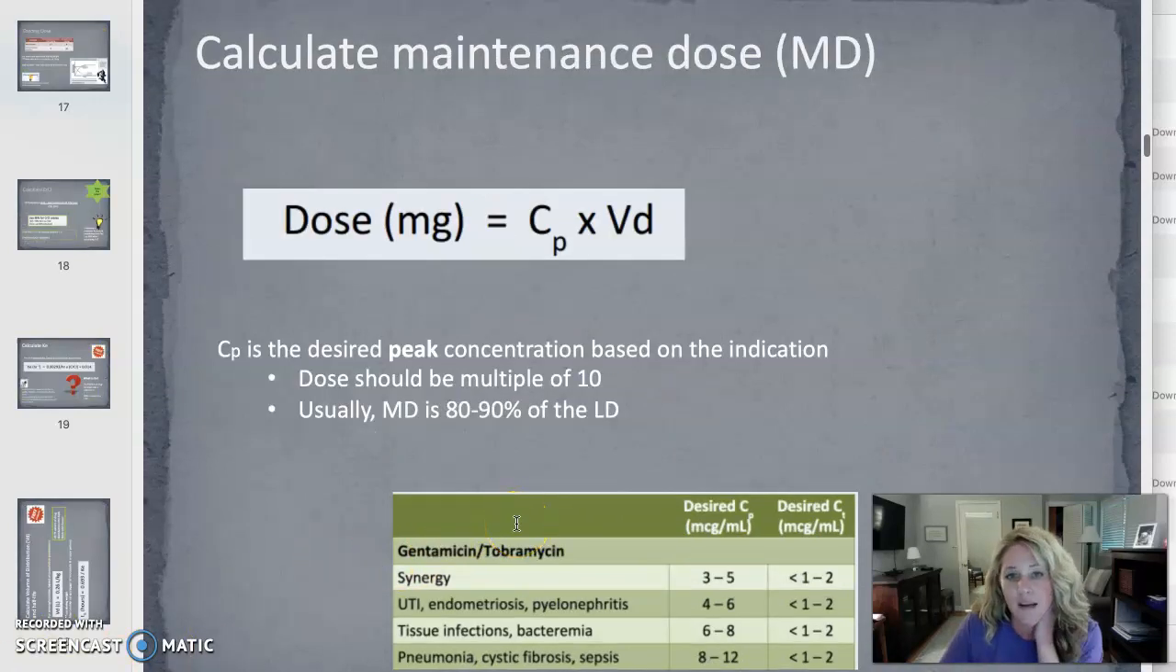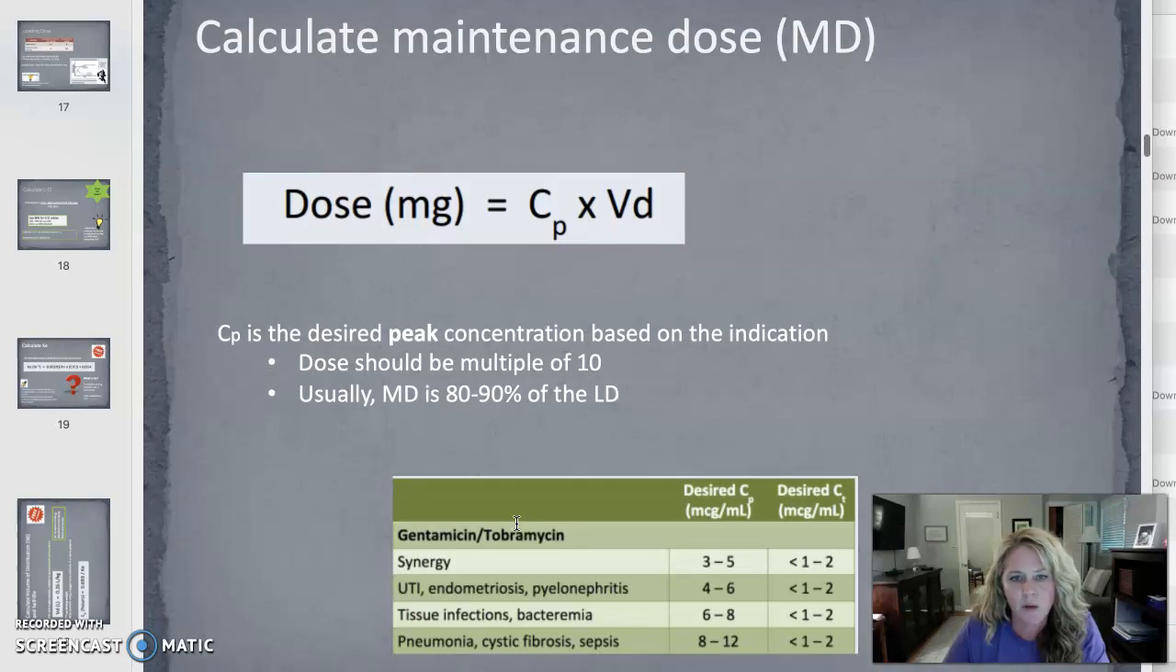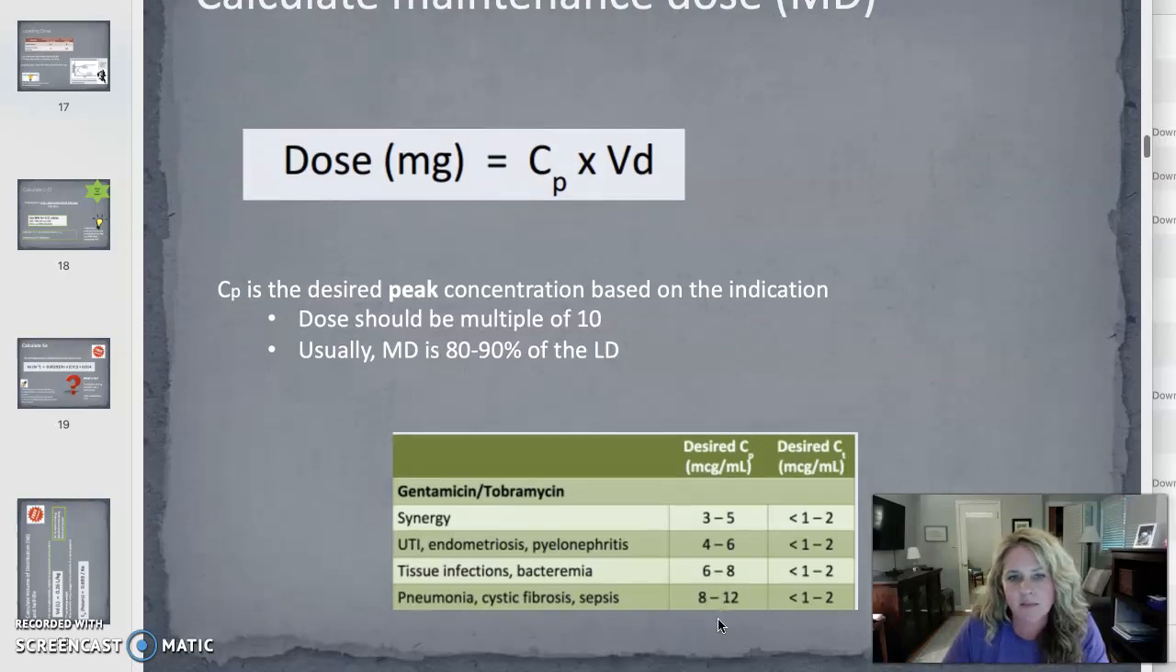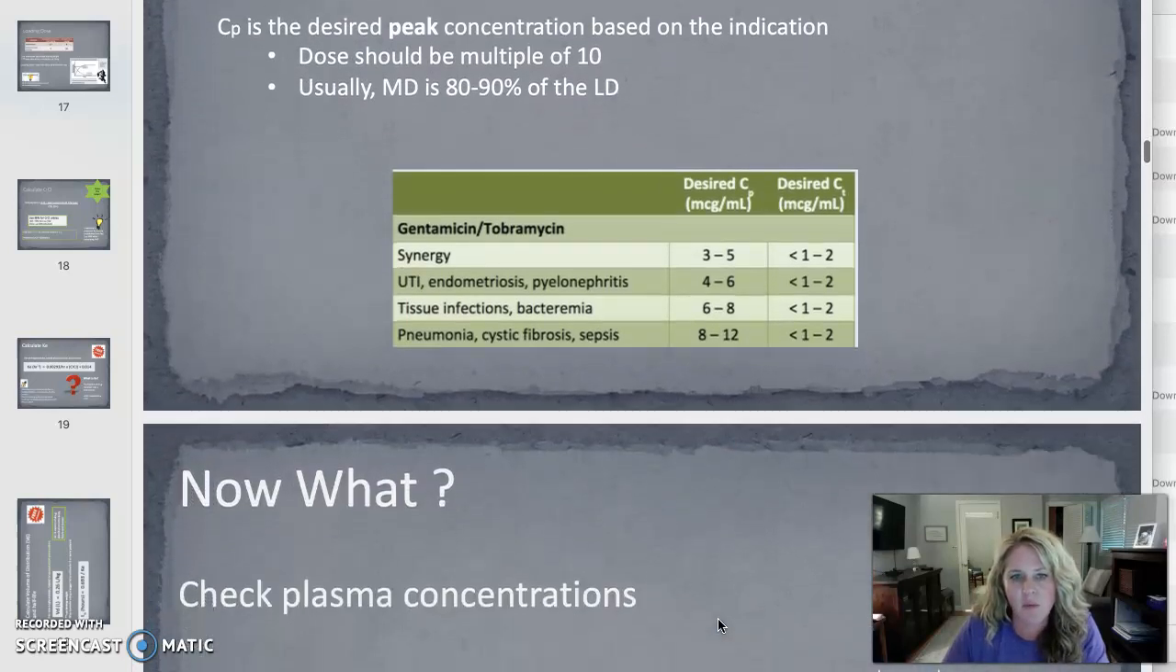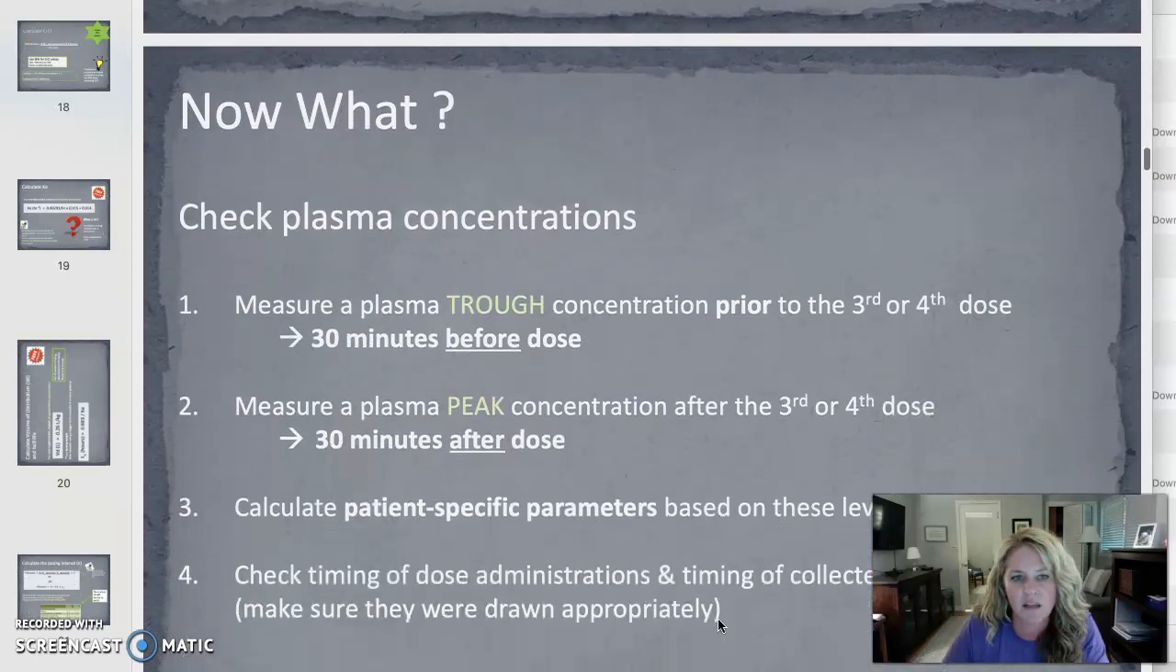Our next step is to calculate the maintenance dose. The maintenance dose is going to be that desired peak concentration times the volume of distribution. Whatever you want your peak concentration to be from this chart. So if you're treating bacteremia, you're going to want a peak concentration of around 6 to 8 times the volume of distribution. And remember, your dose is going to be in multiples of 10.